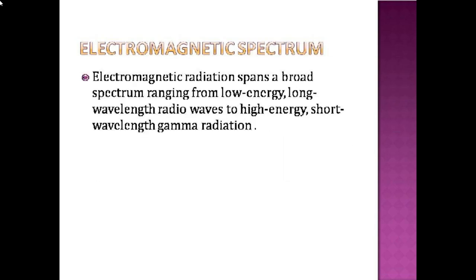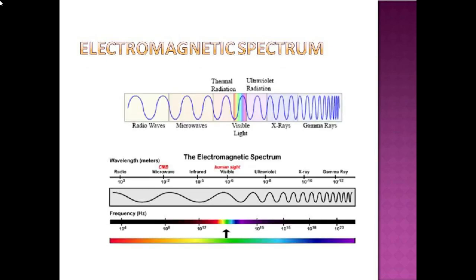Now let us see the electromagnetic spectrum. Electromagnetic radiation spans a broad spectrum, ranging from low energy, long wavelength radio waves to high energy, short wavelength gamma radiation. So we will see one by one. This diagram shows the electromagnetic spectrum. Notice the changes in wavelength of the various forms given below, and the wavelength is in meters. You need to remember the value of each wave. Each wavelength you need to remember.